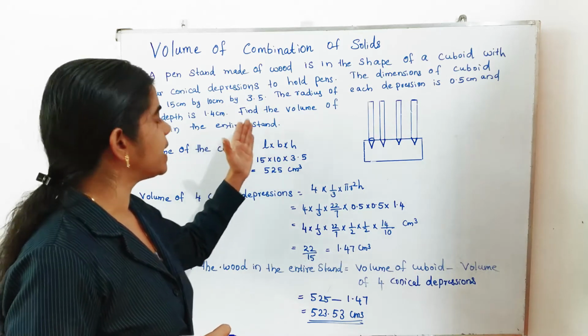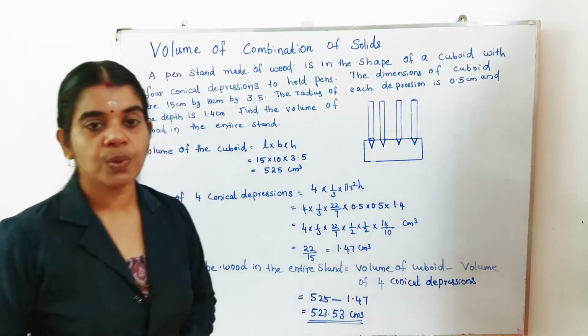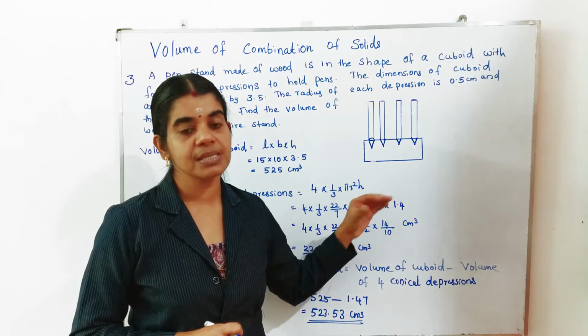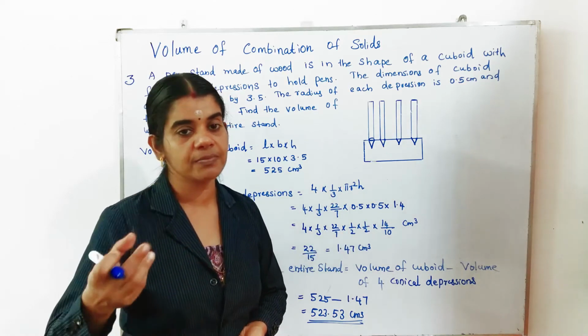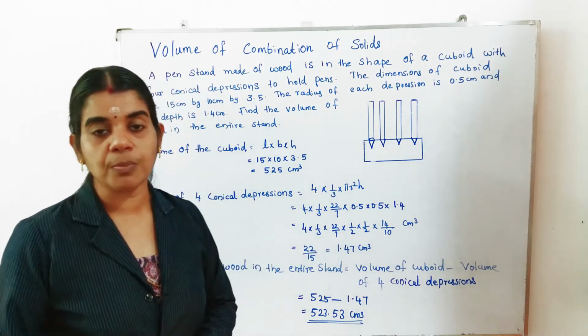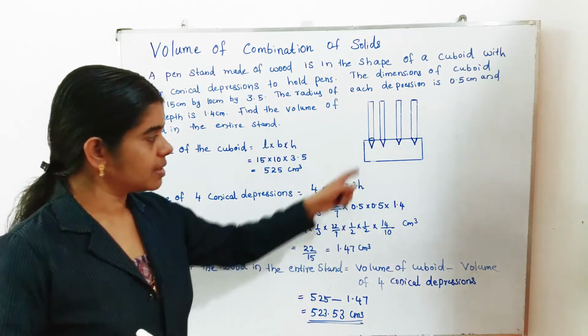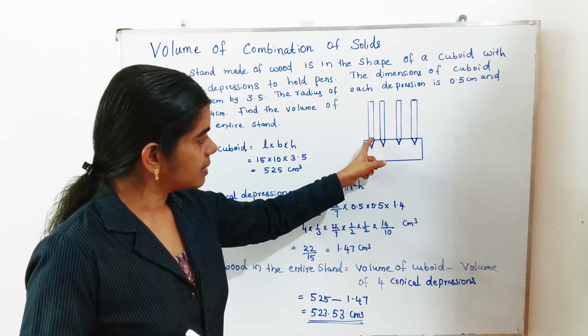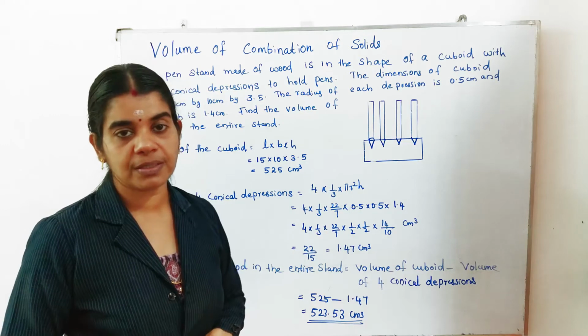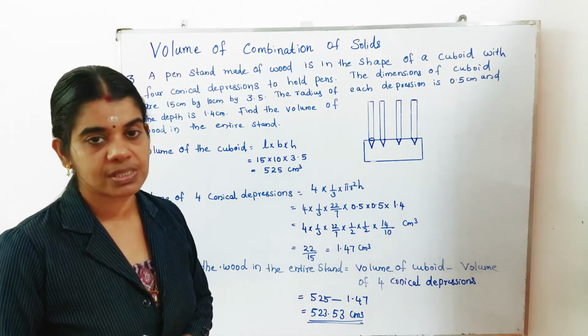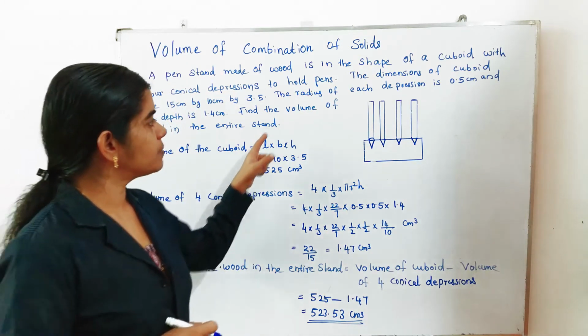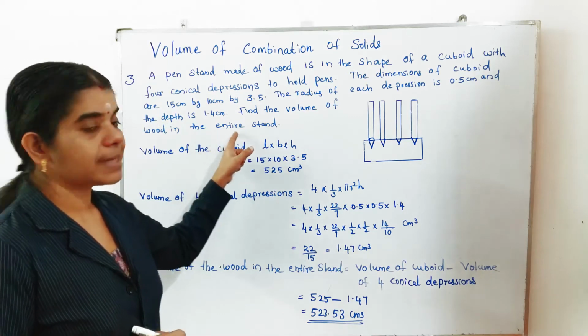Find the volume of the wood in the entire stand. Making a conical depression means from that cuboid we are removing that wood part. We are removing the wood part, and then only we are making those holes. So, the volume of the wood in the entire stand.